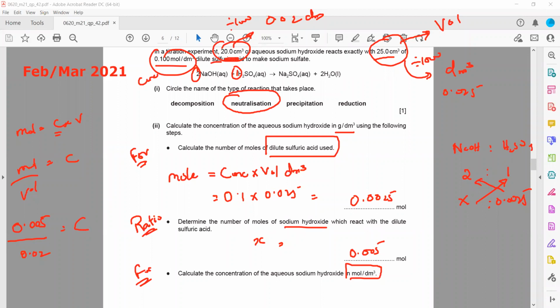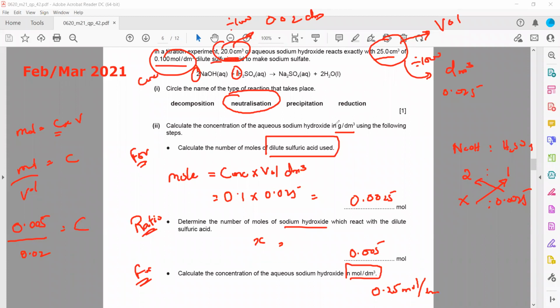What is the answer? 0.005 divided by 0.02 is 0.25. So the concentration we get is 0.25 mole per dm³.